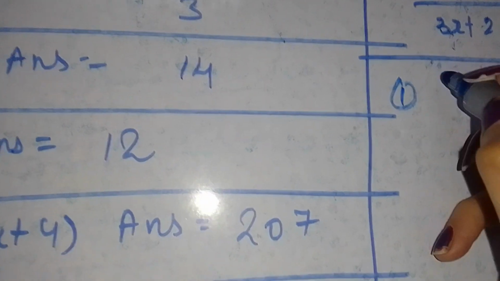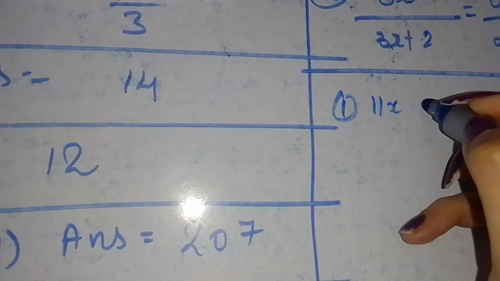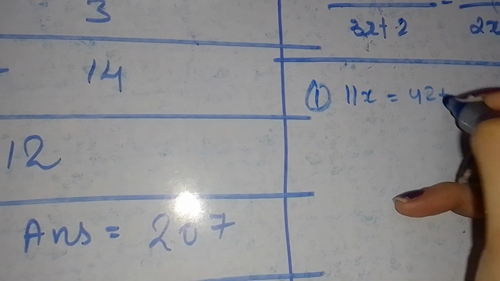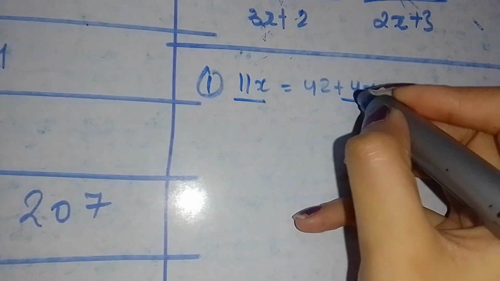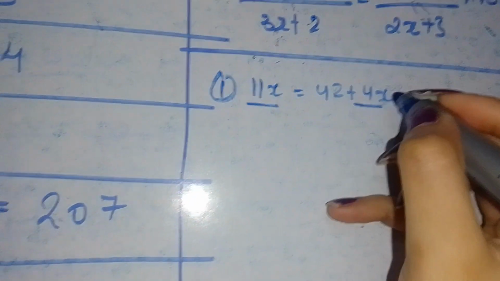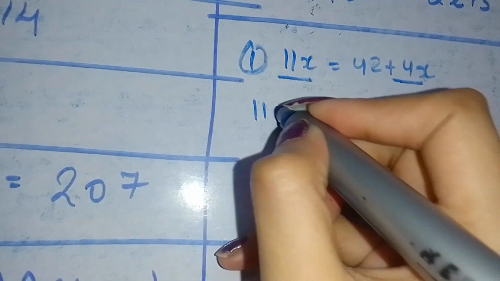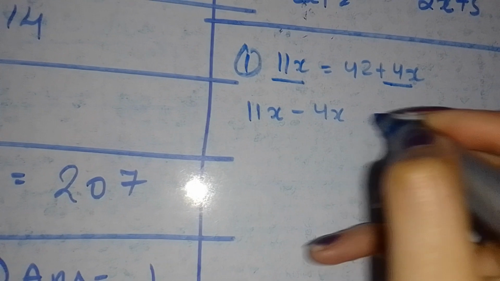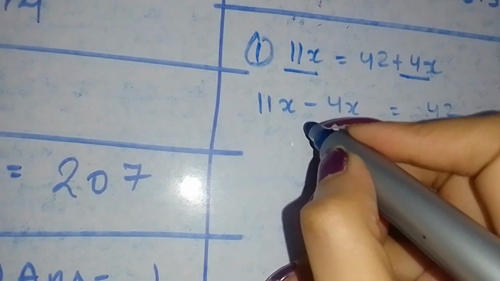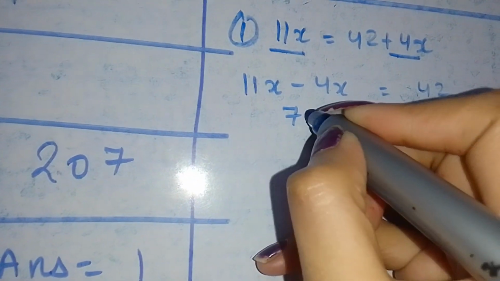Let's see, the first one is 11x is equal to 42 plus 4x, right? So we just choose the like terms. This is the like term, this is the like term. It is plus here. When it comes to the LHS side, it will become minus. 11x minus 4x is equal to 42. 11 minus 4 is 7.